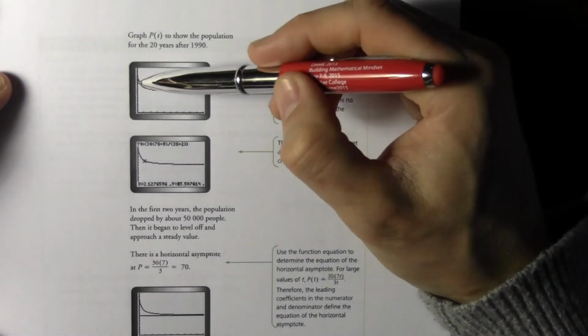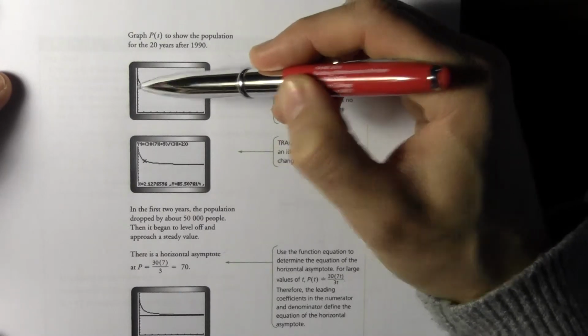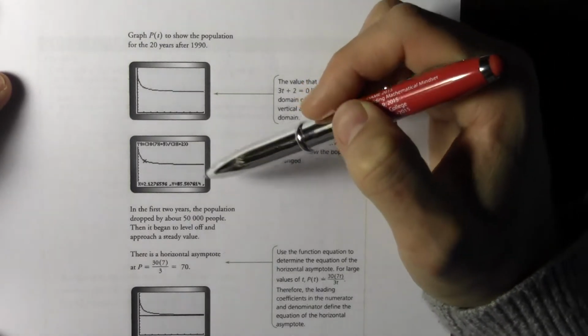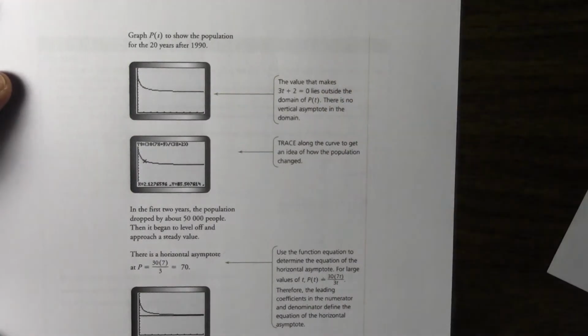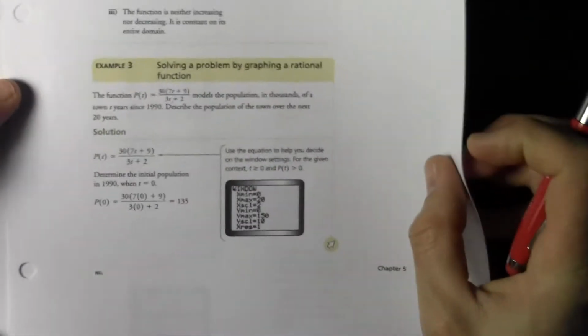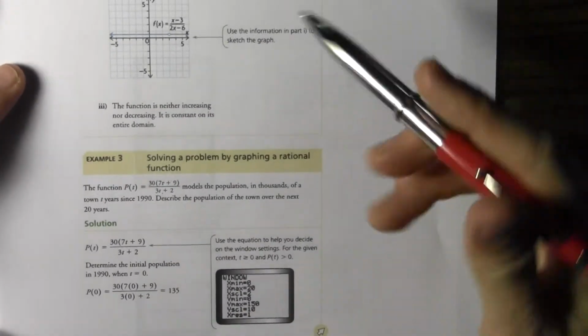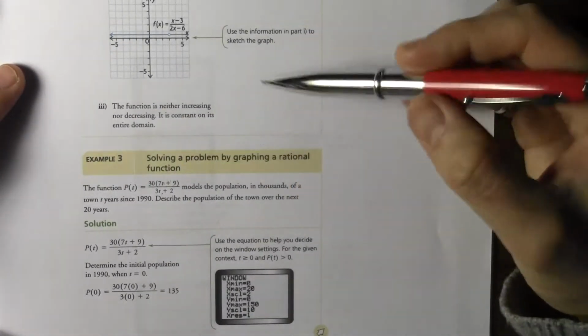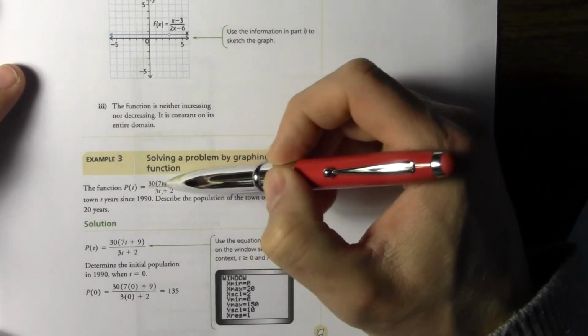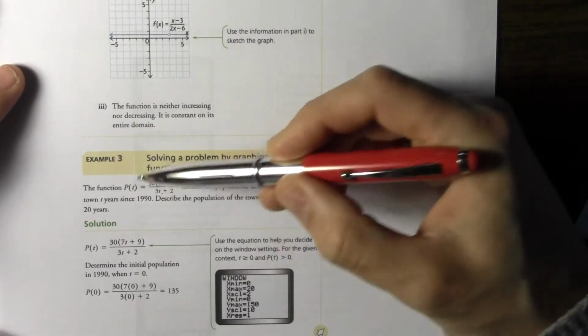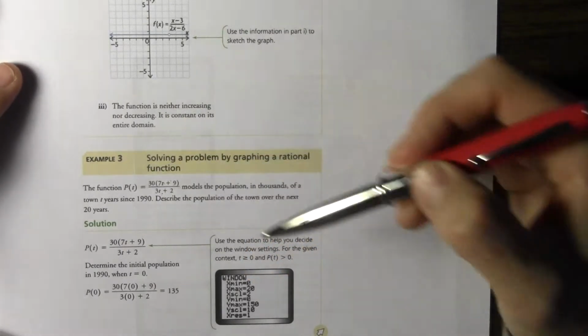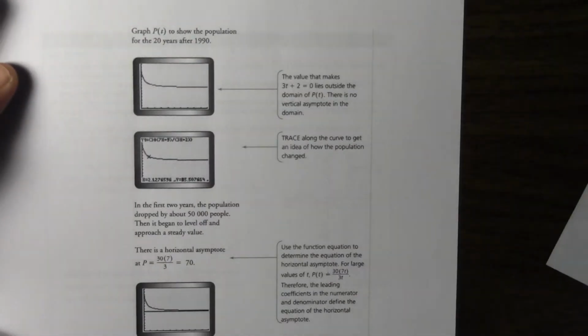And it looks like there's a vertical asymptote. So the vertical asymptote would be in the value of t. Sorry, the x-intercept, we'd plug in a value of y equals 0, and the y-intercept, we plug in a value of x equals 0. So that would give us our y-intercept.